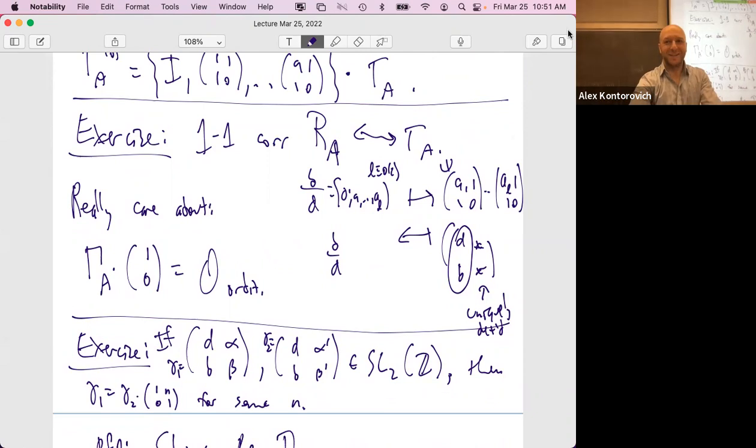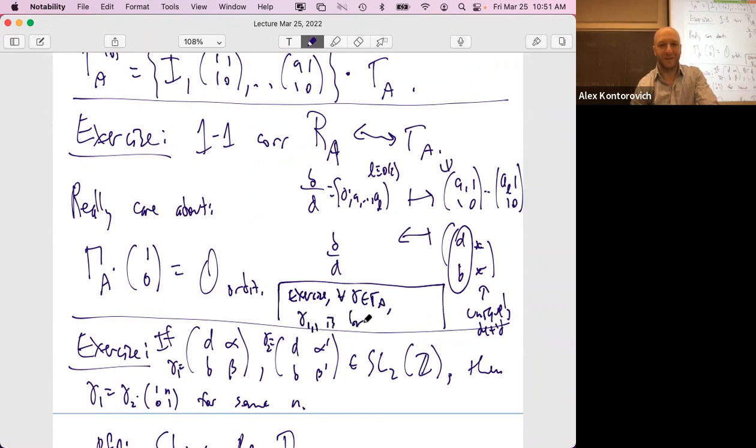Should I make that an exercise? Exercise: for all gamma in gamma A, gamma 1, 1 is largest. Just because of the generator, it's true. Okay. And so cutting off gamma A is the same as cutting off D.